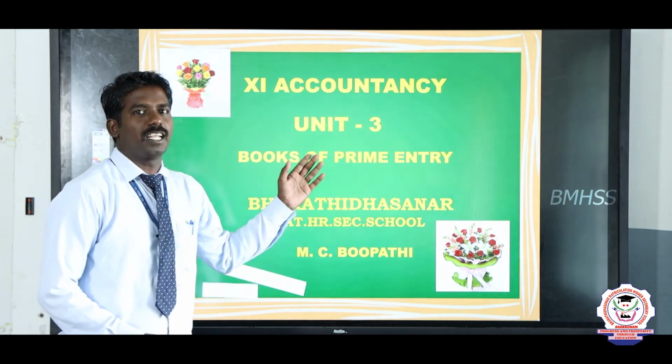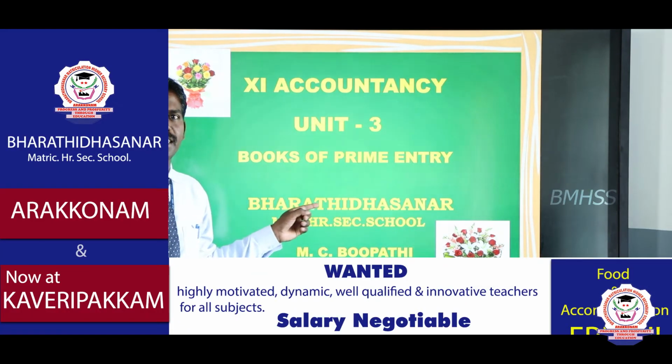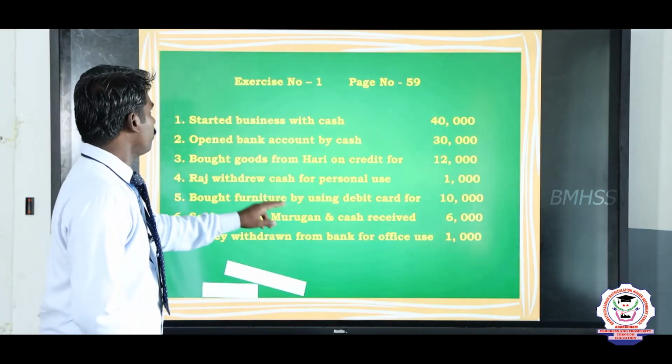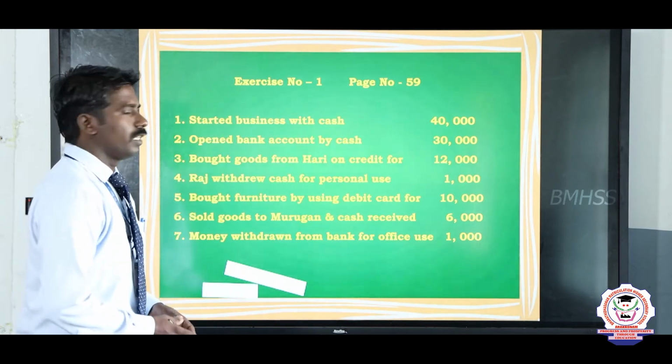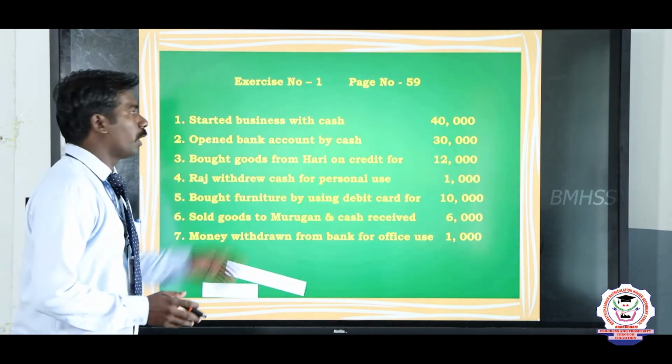Now I am going to teach 11th Standard Accountancy, chapter number 3, books of prime entries. Now we will see exercise number 2, page number 59. Give the accounting equation for the following transactions.